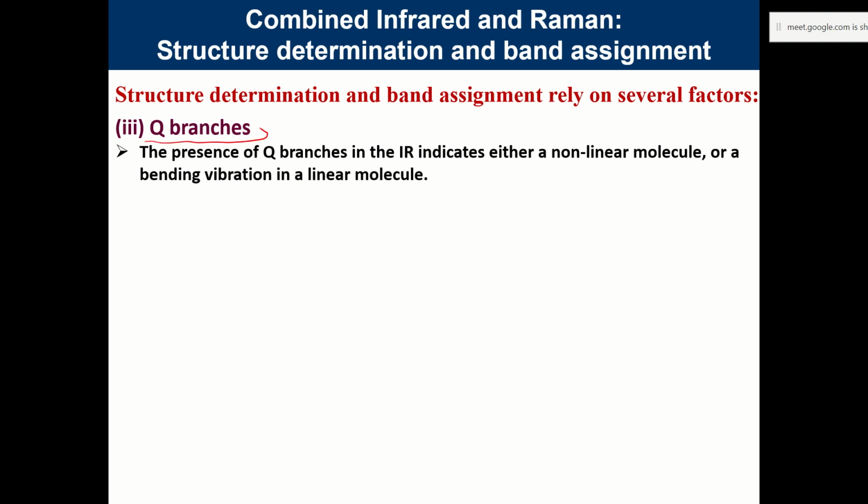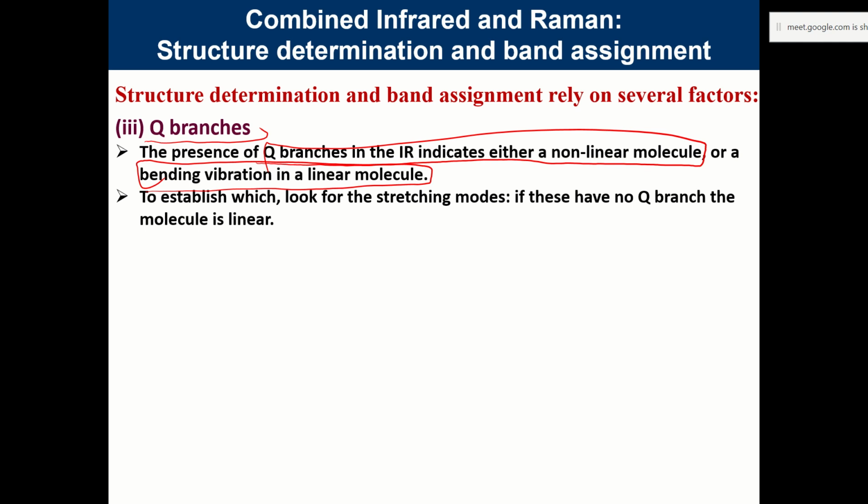So you zoom in to focus on one of the vibrational peaks, and zoom in further to see the rotational fine structures. Do you see the Q branches, or not? So the presence of Q branches in IR indicates a non-linear molecule, or a bending vibration in a linear molecule. So you have identified the bending there.